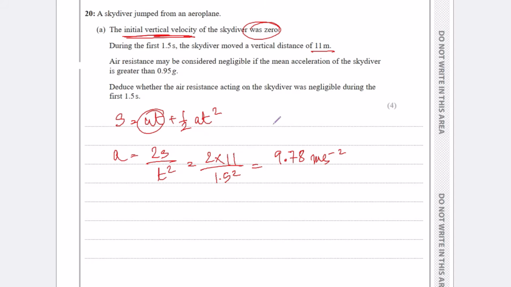Fine. Now, what do I have to do? Air resistance may be considered negligible if the mean acceleration is greater than 0.95 g. So this might be a bit complicated, but just bear with me. What you have to do is check what percentage of g this value is. So all you do is just divide this value by g, the value of g, of course. So 9.78 divided by 9.81 gets you 0.997.